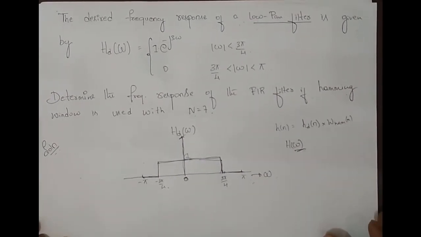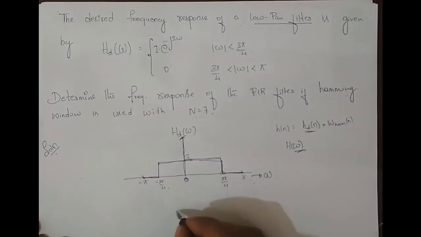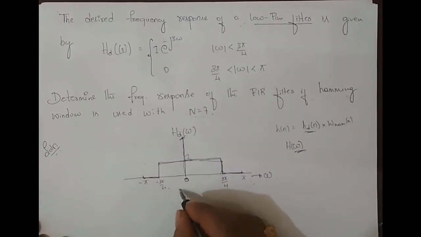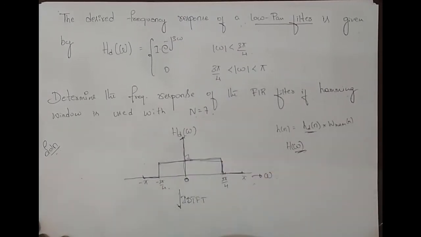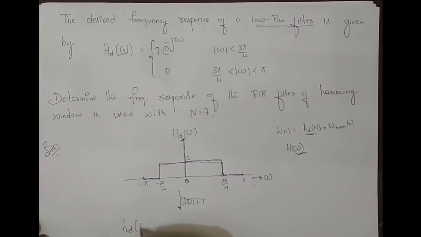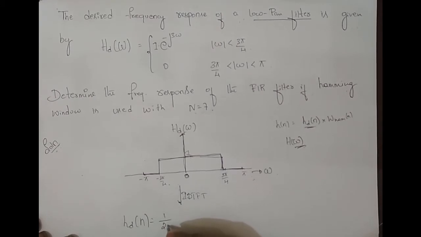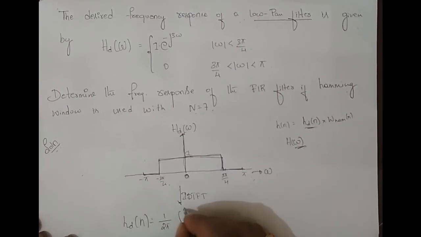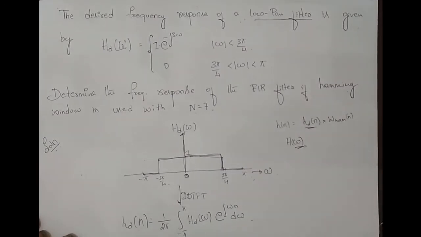So next we are going to find hd of n. How do we find hd of n? This is our hd of omega. I have to take the inverse discrete time Fourier transform of hd of omega, which gives us hd of n. And what is the formula of the inverse DTFT? It is 1 by 2 pi integrating from minus pi to pi, hd of omega e power j omega n d omega.